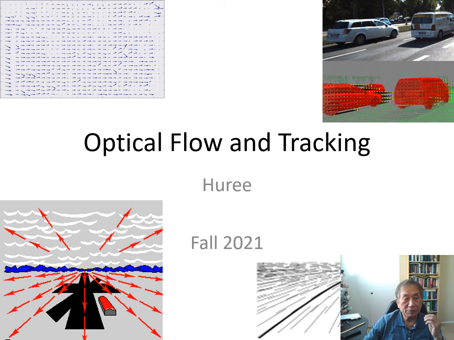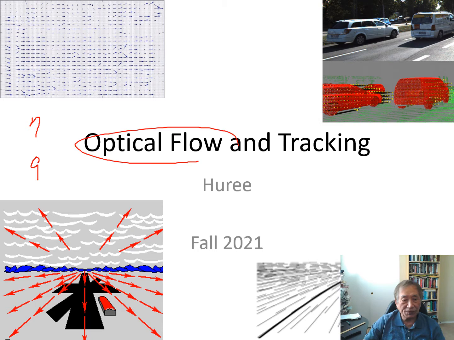Hello, today I'm going to cover two different subjects, but they are somehow related. One is optical flow and tracking. That's chapter 7 of Szeliski's book. And then another one is stitching and panoramic view. That's chapter 9. The two are somehow different subjects, but related.